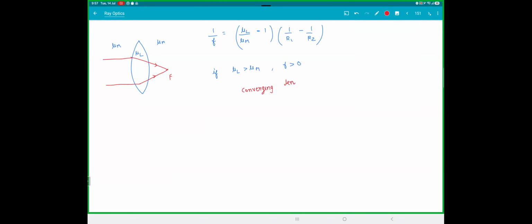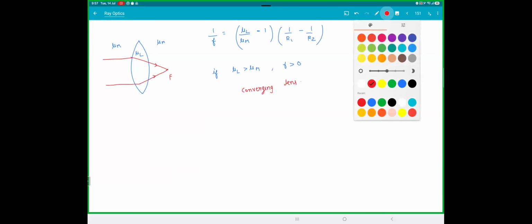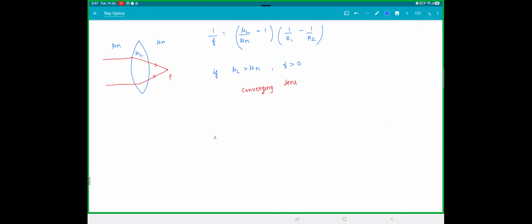Now, for some reason, the CET people always think it is converging, but you can mess up. If your mu lens is actually less than mu medium, suddenly this whole thing becomes a negative sign. That means the same lens, if you try to send light rays, instead of converging, actually diverges.